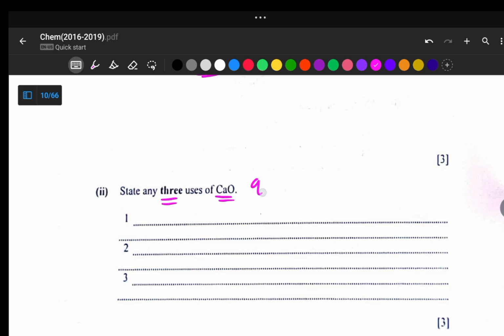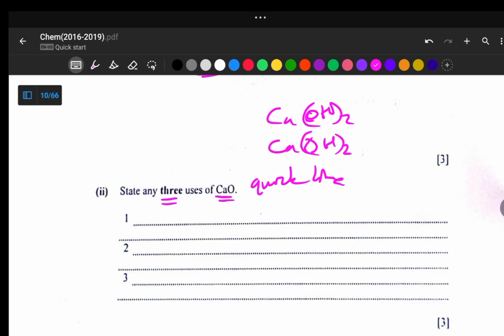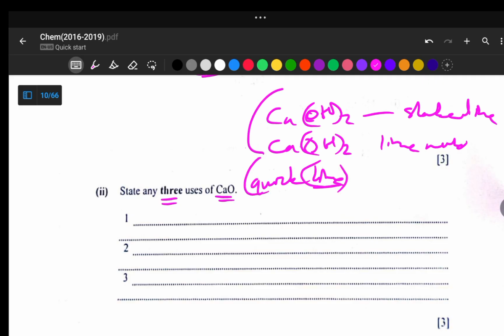oxide. So calcium oxide is also called quick lime, and we have slaked lime. Slaked lime is calcium hydroxide in paste form, right? And then we have lime water, which is calcium hydroxide in aqueous form. So when they say lime, they are referring to these compounds, right? So we are given the question which says state any 3 uses of calcium oxide.